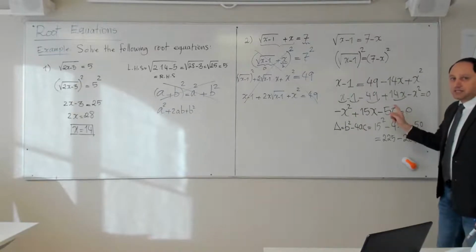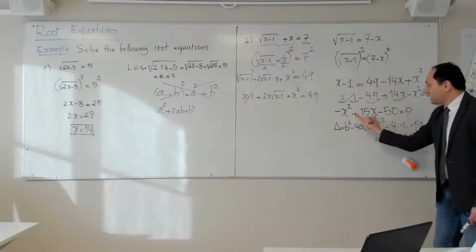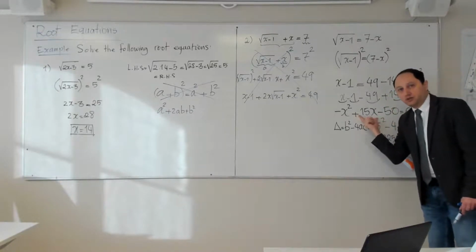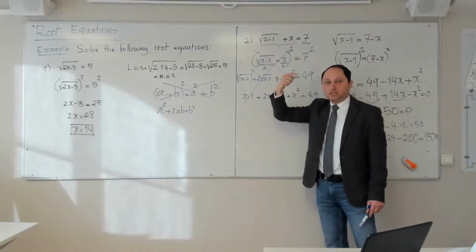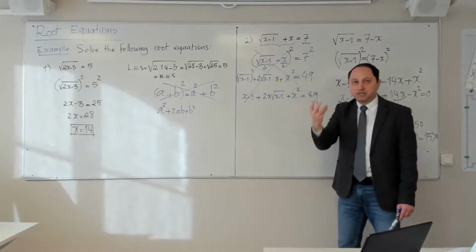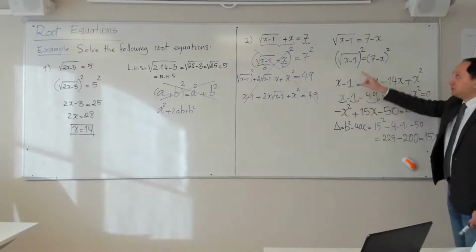There is no guarantee, because this squaring is not reversible. There is no guarantee that the problem that I am solving is equivalent to the problem that I started with. So it means that I have to expect that there might be some fake roots involved, because they might be the root of this, but not the root of that.